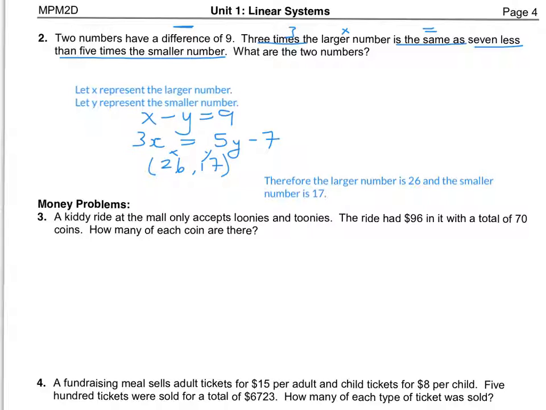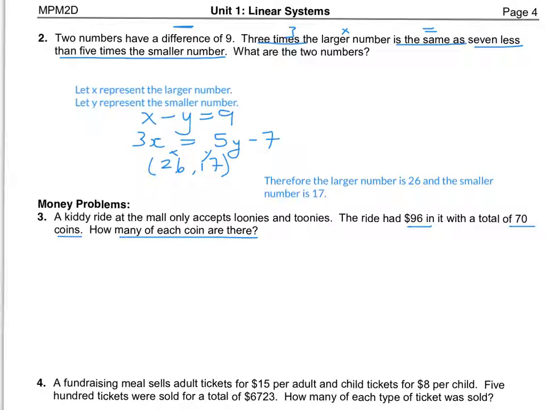Okay. Now, the next question is a money problem. So the first two were number problems. These are types of problems that you're going to encounter as you do your questions. Money problems. A kiddie ride at the mall only accepts loonies and toonies. So we're talking about money here, and it's loonies and toonies that we are talking about. The ride had $96 in it. So $96 is a value of the money. And then with a total of 70 coins. And then how many of each coin are there? So this last sentence is really telling me what I want my variables to be. I want to know how many of each coin there are. So how many loonies there are and how many toonies.